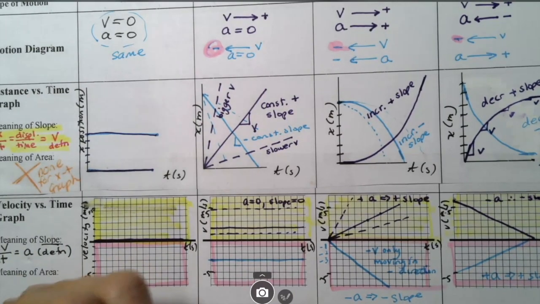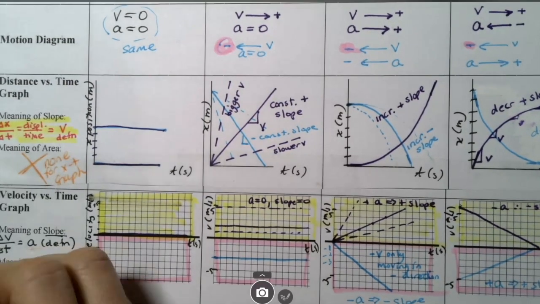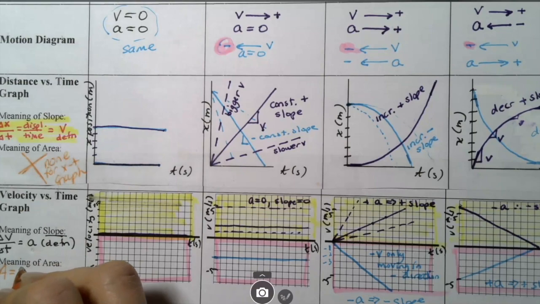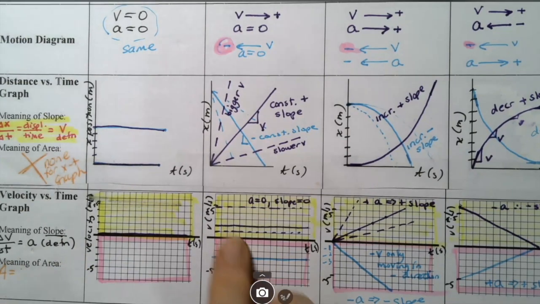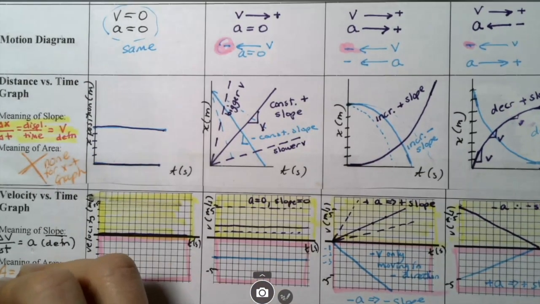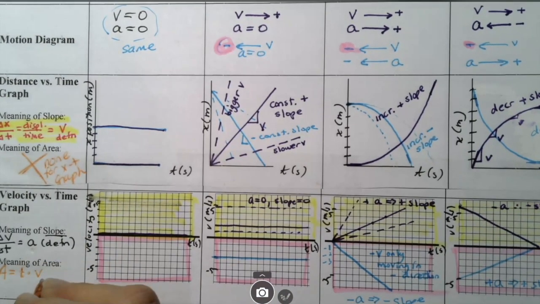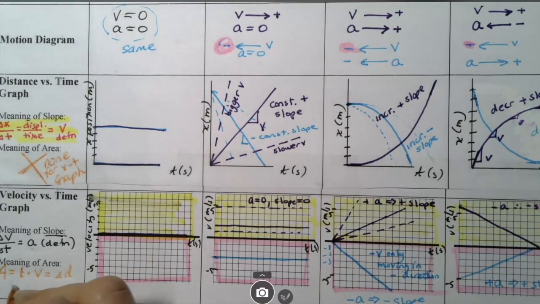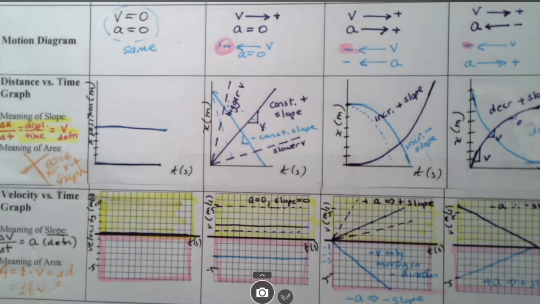Now, the area on a velocity time graph actually has a meaning, because to find area, we're going to do base times height. And base times height here is going to be, base is going to be time, height is going to be velocity. So that is your displacement. So even if you're going to do the area of a triangle, that would be 1/2 base times height. So you'd get 1/2 times t times v. The t times v part is still going to be your displacement.